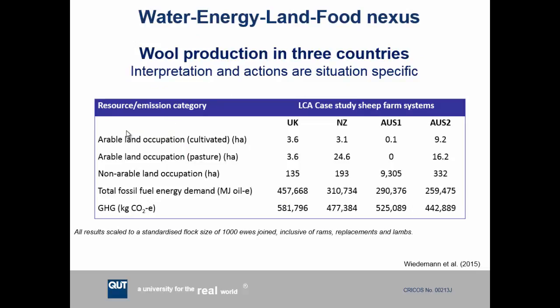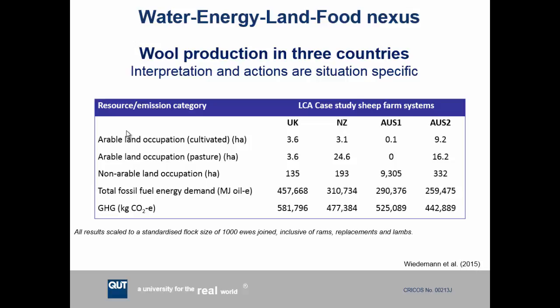These are some results from another study, this time on sheep. Between three countries, the UK, New Zealand, and two systems in Australia, a very extensive system and a more intense system. And you can see that there are differences between countries.